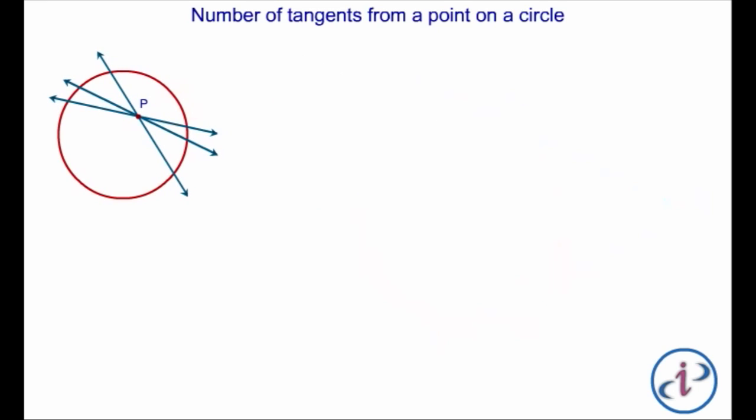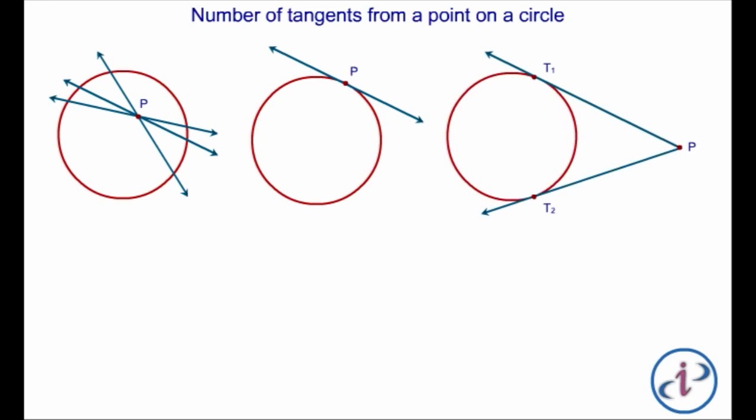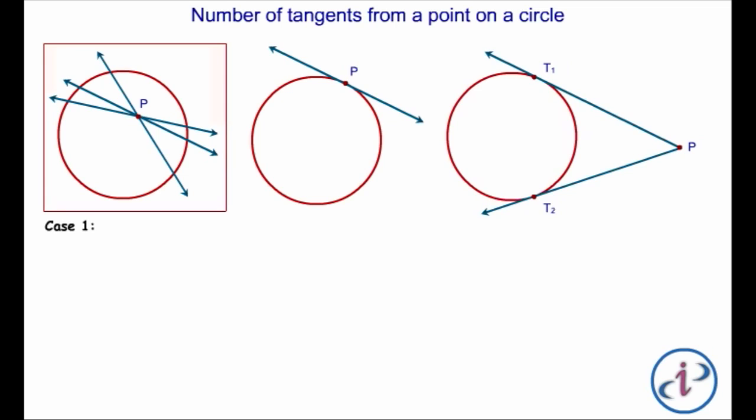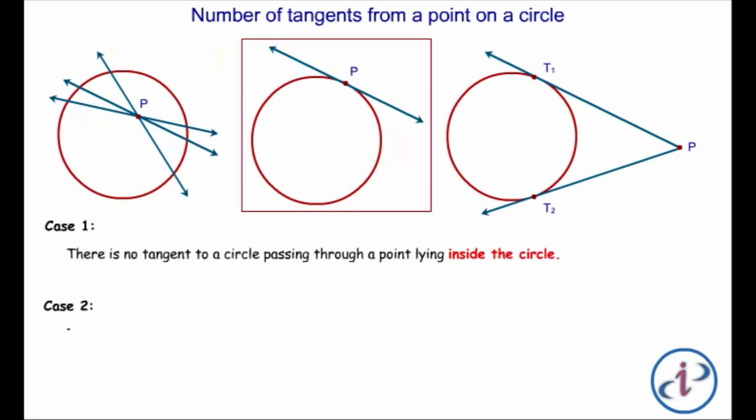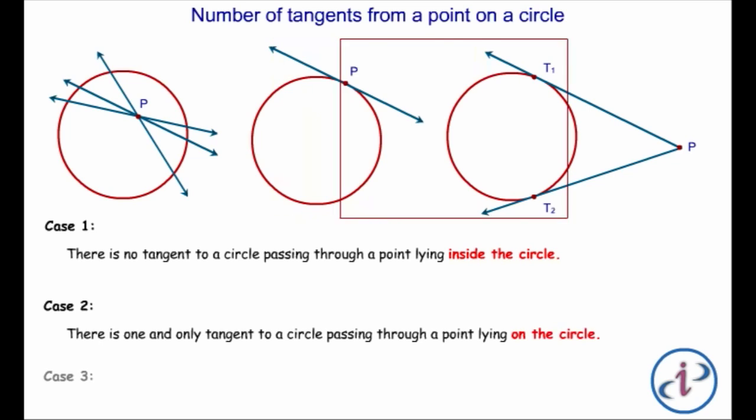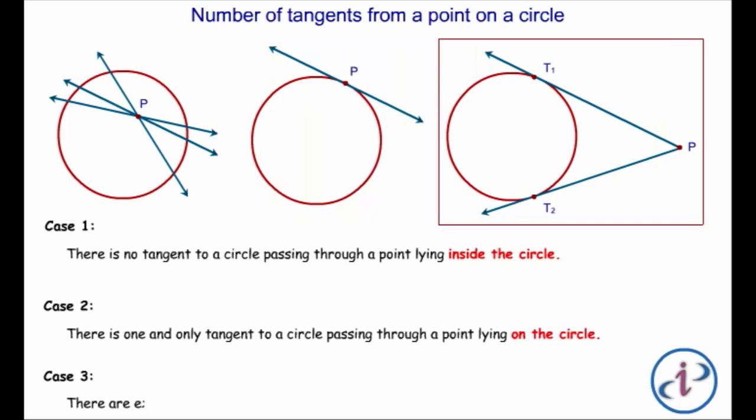What have you observed from this activity? Let us summarize. We find 3 cases. Case 1. There is no tangent to a circle passing through a point lying inside the circle. Case 2. There is one and only one tangent to a circle passing through a point lying on the circle. Case 3. There are exactly 2 tangents to a circle through a point lying outside the circle.